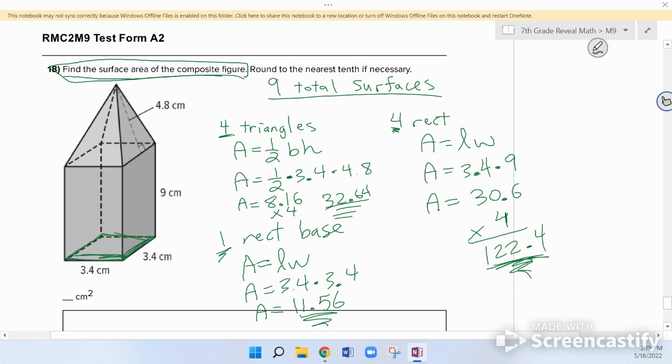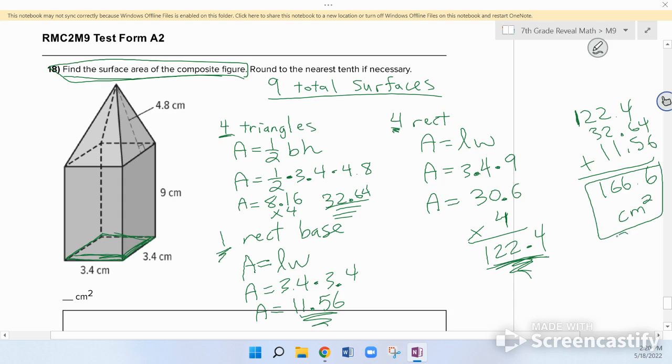Now we've accounted for all 9 surfaces: the 4 triangles, the 4 rectangles, and that 1 base. What are we going to do with those? We're going to add them all up. That's 122.4 plus 32.64 plus 11.56 for a grand total of 166.6. Because it's area, the units are square centimeters, or centimeters squared. There we have it, our final answer.